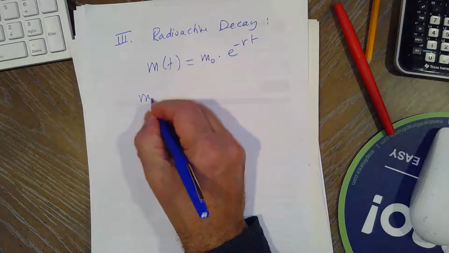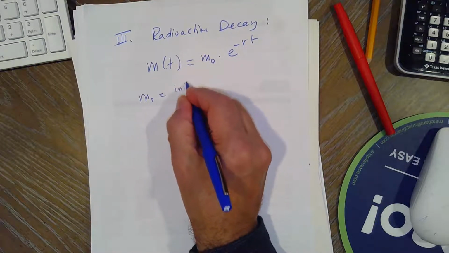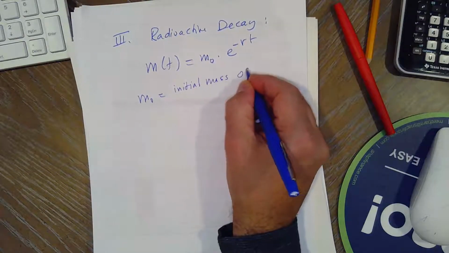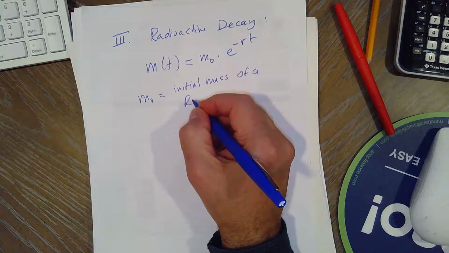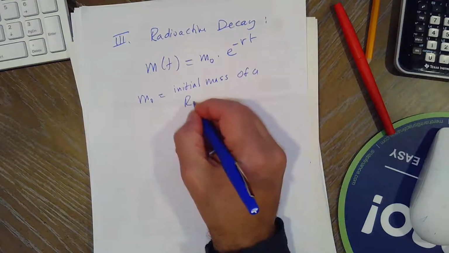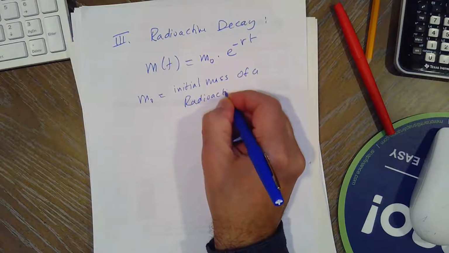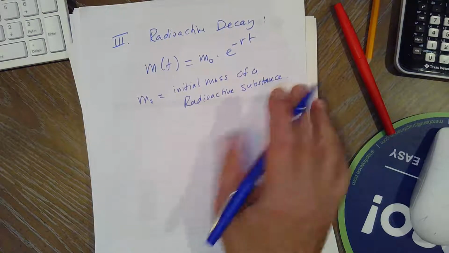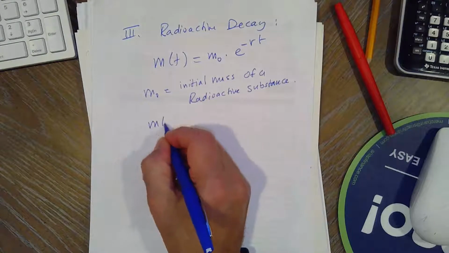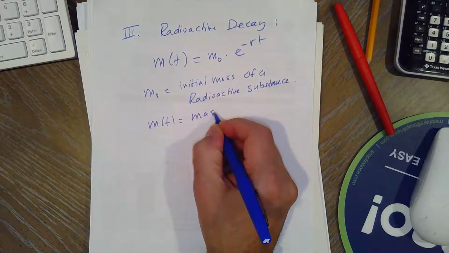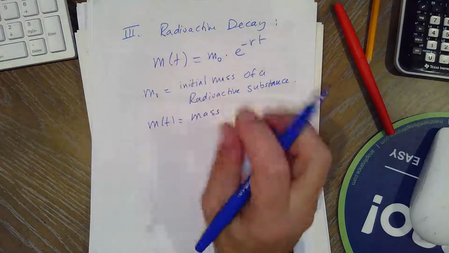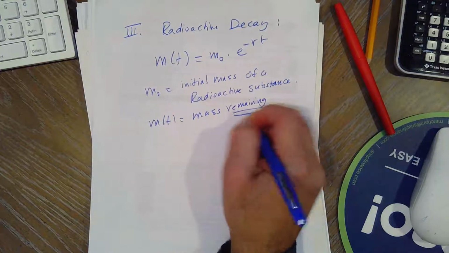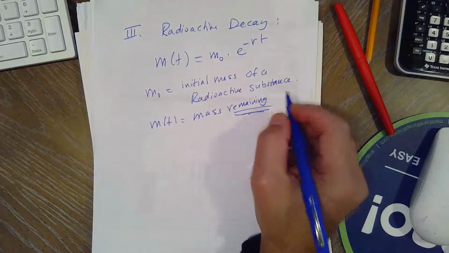So m sub 0 is the initial mass, and usually it's in grams. Initial mass of a radioactive substance, whether it's uranium or iridium. And we know that radioactive substances decay over time. That's why they're so dangerous. M of t is the mass of that radioactive substance remaining. Because what decays, we're interested in what remains. Mass remaining at time t.